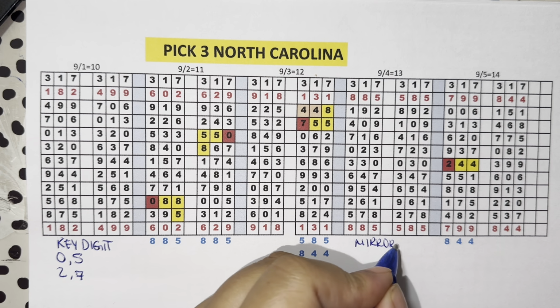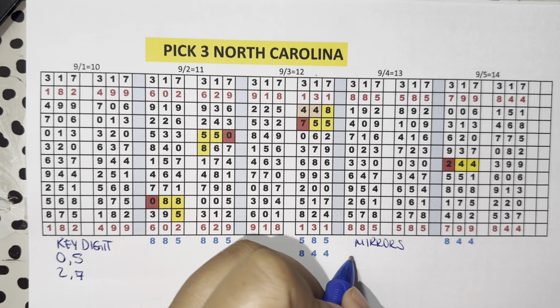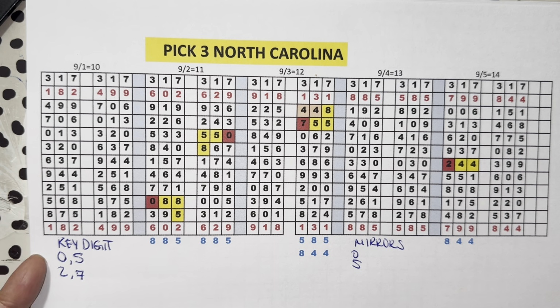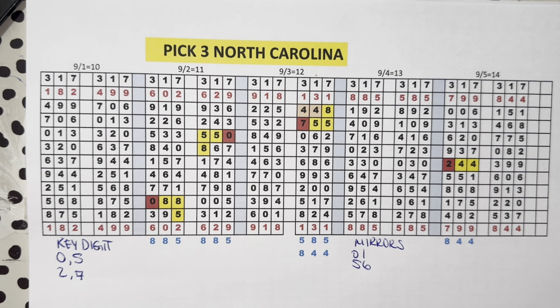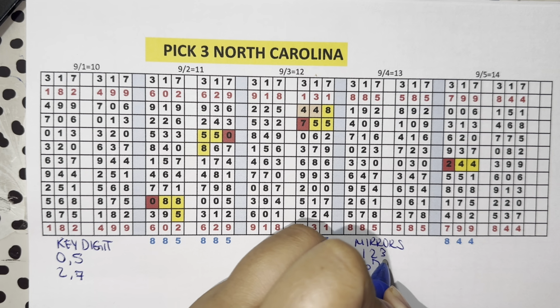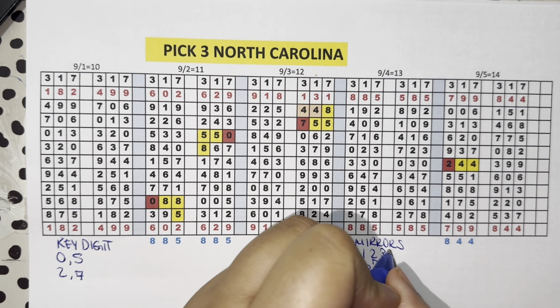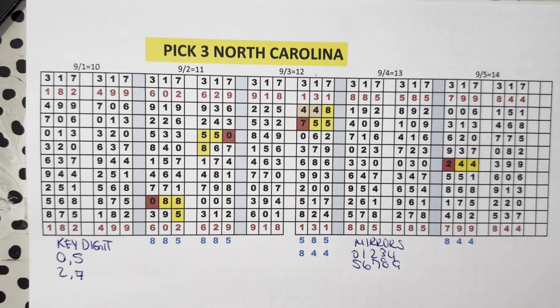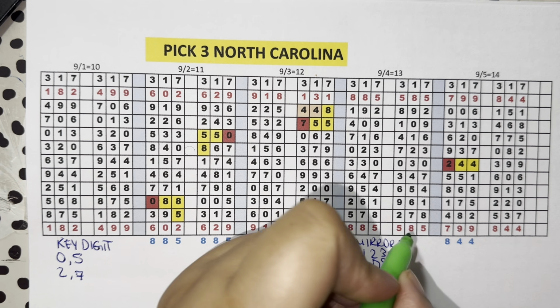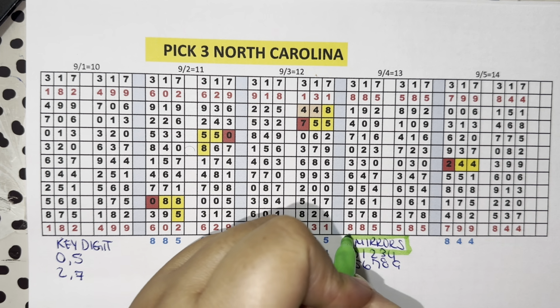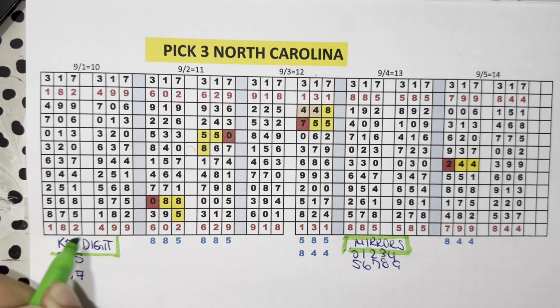So the additional mirror numbers, in case you need them: 0 could be a 5 or 5 could be a 0. 1 could be a 6, 6 could be a 1. 2 could be a 7, 7 could be a 2. 3 could be a 8, 8 could be a 3. 4 can be a 9, and a 9 could be a 4. So those are the mirror numbers, and these are our key digits.